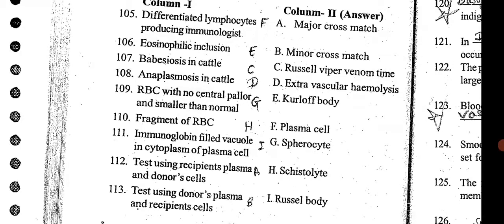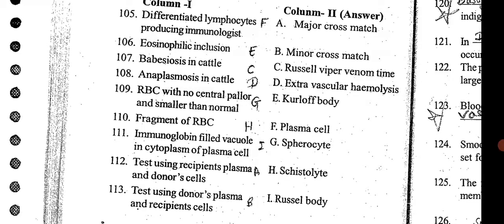So the test using recipient's plasma and donor cells is the major cross. If I am the donor and my cells are being tested, it will be the major cross. The test using donor plasma and recipient cells, where as the donor my cells are not being tested, will be the minor cross.